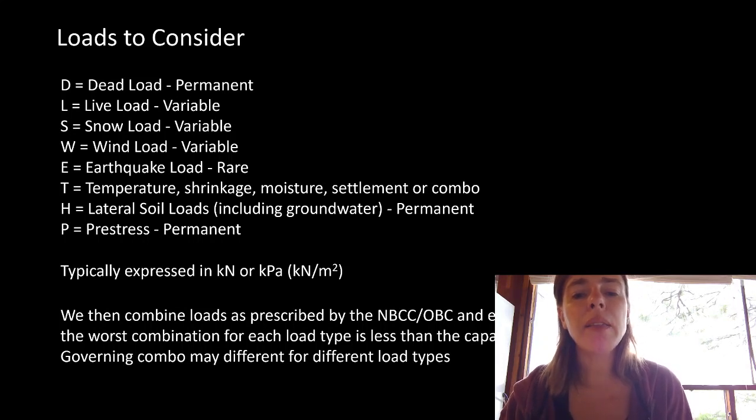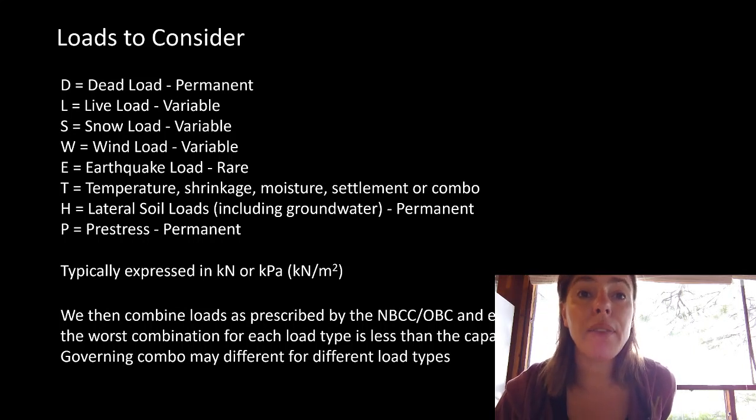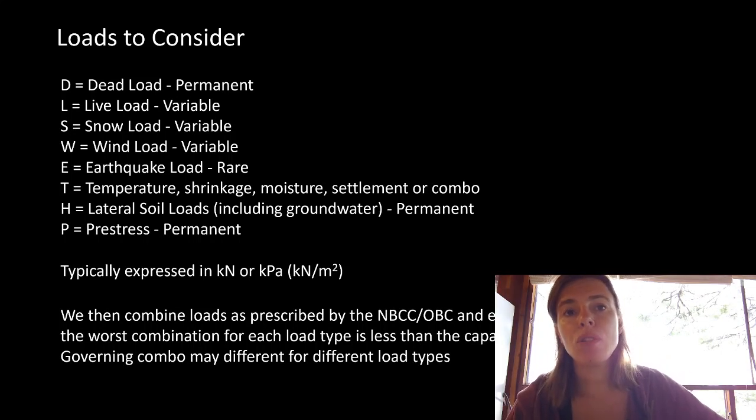When we then combine all of these according to the building code, whether it's the NBCC, the National Building Code of Canada, or the Ontario Building Code, we make sure we have the worst combination for each type of load. Each type of load might have a different governing combination. So dead load factored up might be the worst case for one part of what we're designing. Snow and live and dead together might be a different combination for a different type of load that we need to worry about. So we have to keep track of everything and keep checking everything as we go through the systems and take a look at them.